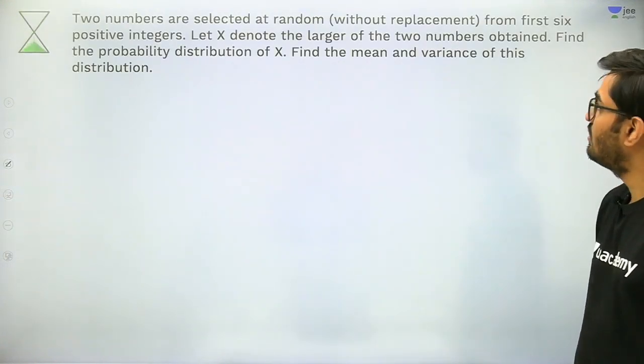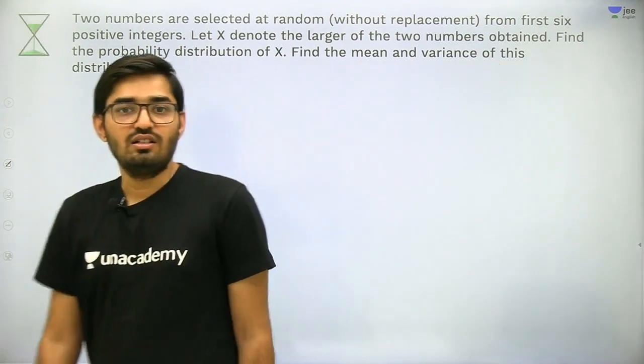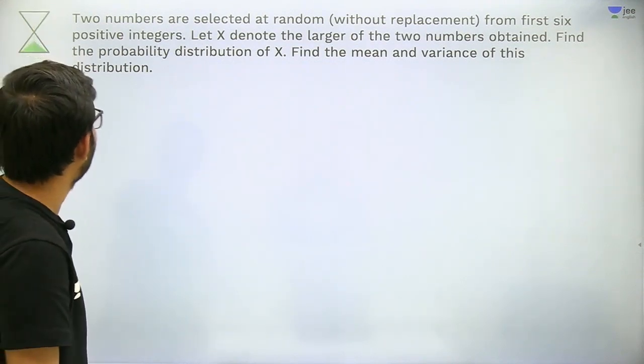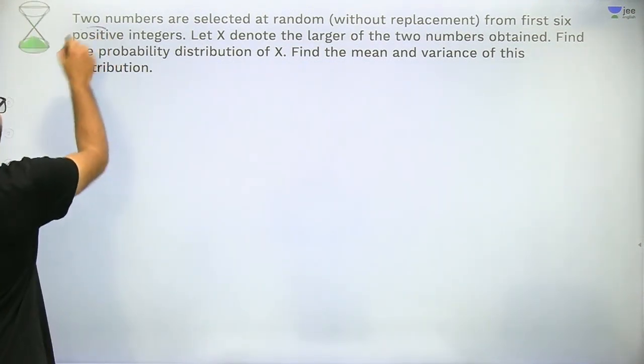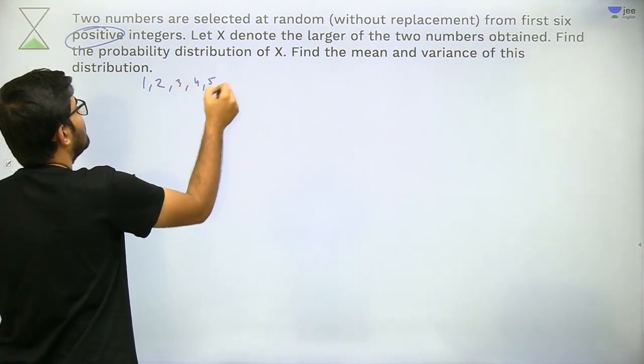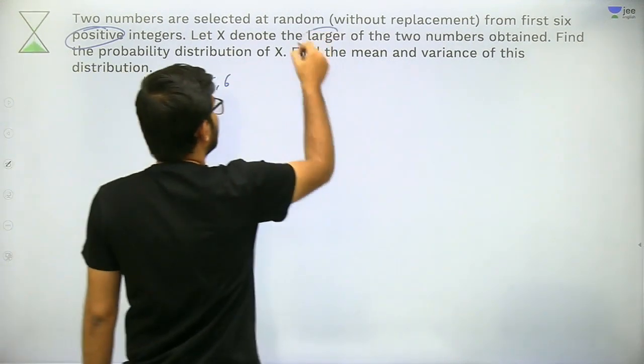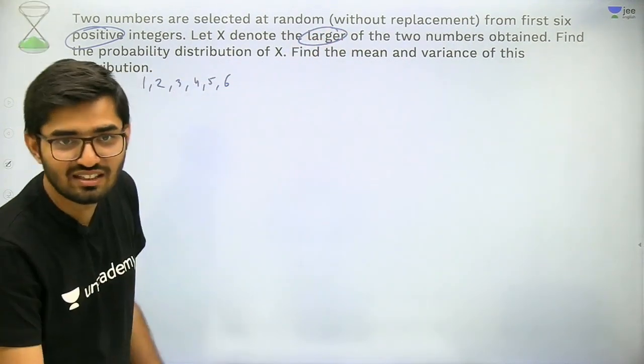Next question is this. Two numbers are selected at random and without replacement from the first 6 positive integers, so 1 2 3 4 5 6. From this you have to select any two numbers. X denotes the larger of the two numbers. Whichever number is larger, that is x.